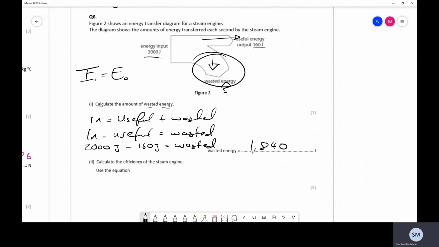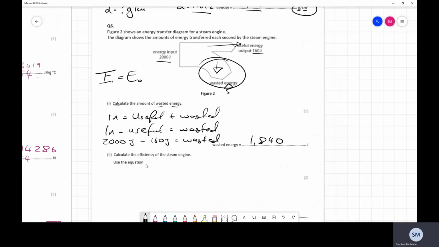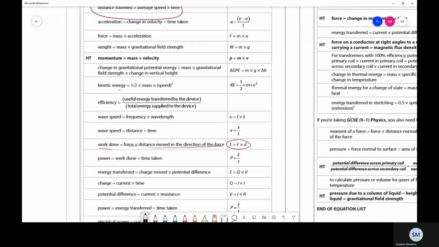Calculate the efficiency of the steam engine. Now for this, I am going to use an equation. It isn't given to me there, but let's see if they give me the equation for efficiency. Oh, there it is. Hello, old friend. Useful divided by total.